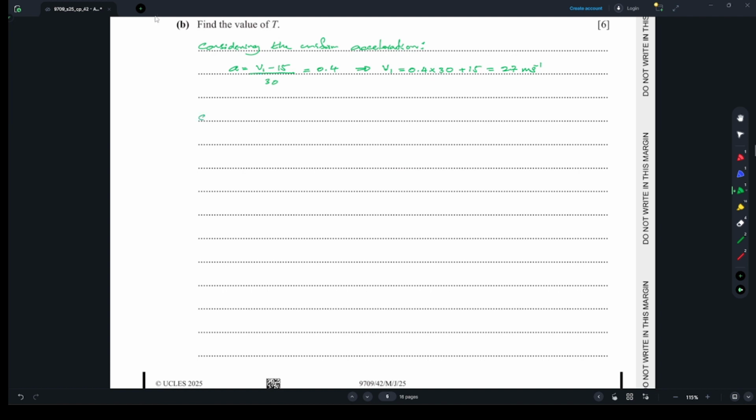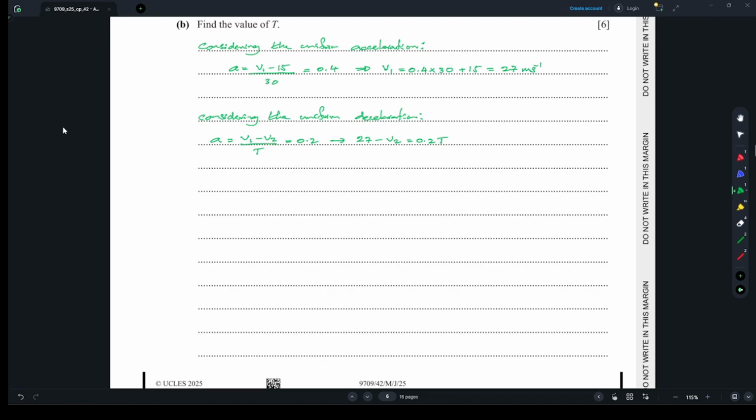Considering the uniform deceleration, in there we can write a equals v1 minus v2 over t, which equals 0.2, right? The deceleration was 0.2. So v1 is 27 minus v2, and I can cross multiply t. So then it is 0.2t.